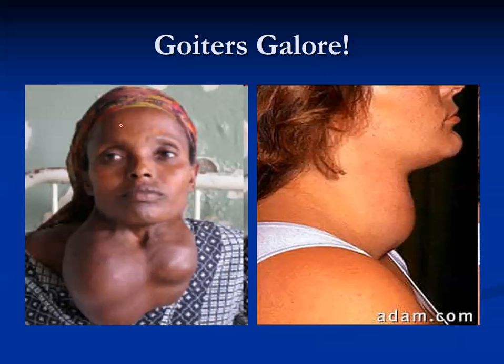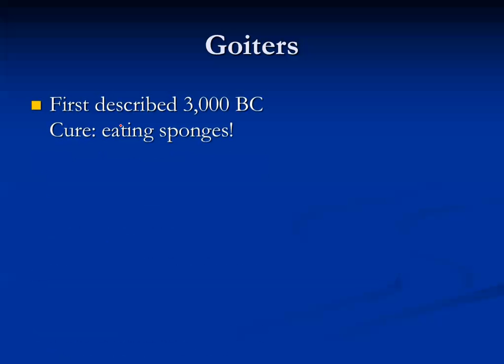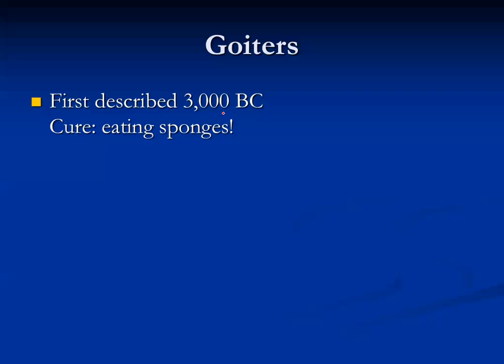Now, goiters have been around for a long time, and they were not only recognized, but they were diagnosed in ancient Greece about 3000 BC, and the cure the Greeks described was eating sponges. So I want you to think for a minute, does this make sense? If you have a goiter, would eating a sponge make sense as a cure? Okay, now wait, I hope you're not thinking of a bathroom sponge. You do realize I mean the marine animal? So yes, it's seafood. So eating a sponge would be a good cure for a goiter.